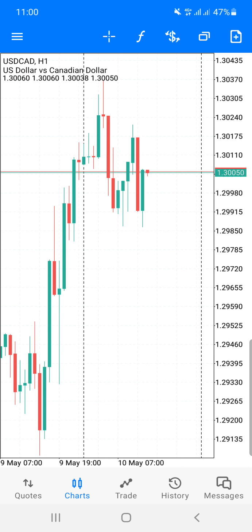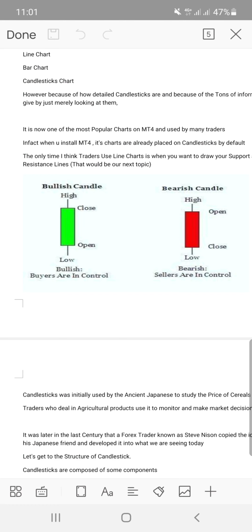You understand? So if you notice here, on this 1 hour time frame, the candle has finished forming, and the next candle is already in the process of forming. Now, when you see a bullish candle, it means that the bulls, the buyers, are in control. When you see a bearish candle, it means that the sellers, the bears, are in control.